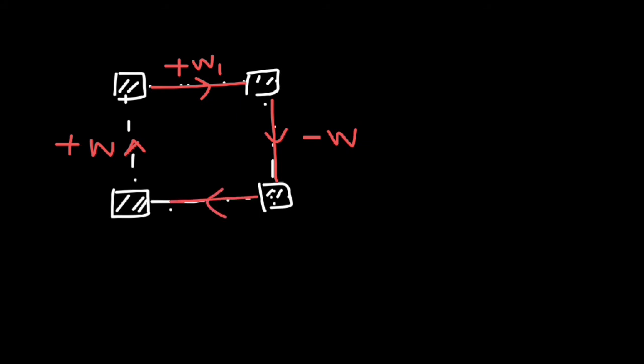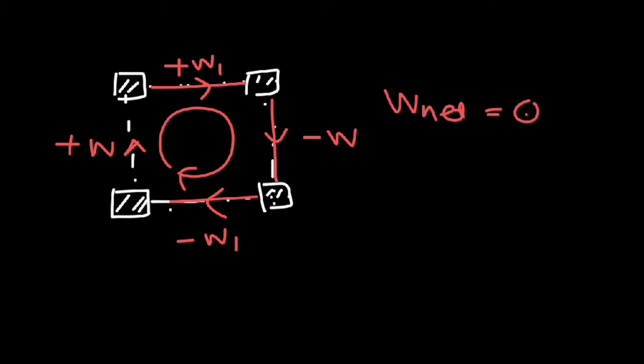For example, let's say here the work done to move from here to here is plus W, and from here to here plus W1, and back down, let's say it's minus W, and from here to here let it be minus W1. So if you go through this closed loop, the net work done is equal to 0. Therefore, this is a conservative field.